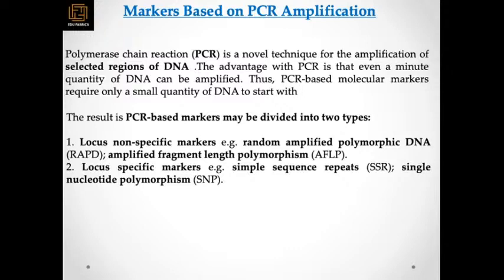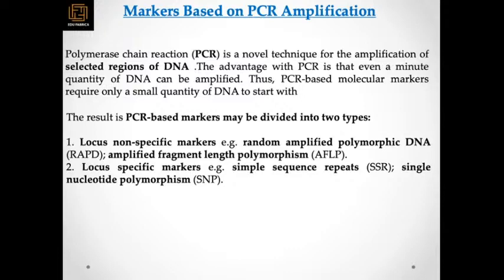The second part is markers based on PCR amplification. The first was RFLP, which is based on DNA hybridization. Now comes PCR, polymerase chain reaction, a novel technique to amplify DNA from some selected region. The advantage is that within minutes we can increase DNA a lot, within 30 cycles. PCR markers require only a small quantity of DNA to start with, whereas in the case of RFLP, we need quite a large amount.